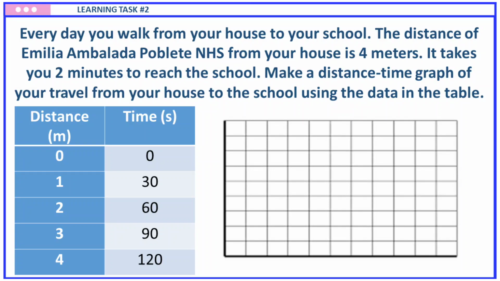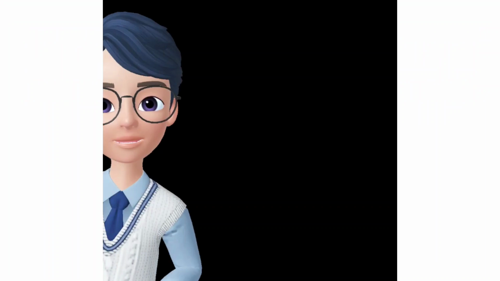Nakalagay dyan sa table, you have the distance which is in meters. So, we have 0, 1, 2, 3, and 4. And then for the time which is in seconds is 0, 30, 60, 90, and 120. Pwedeng gumamit ng graphing paper or kung wala, maging resourceful at madiskarte para makagawa ng paraan at maging mukhang graphing paper na maaaring gamit ang ruler at pencil.